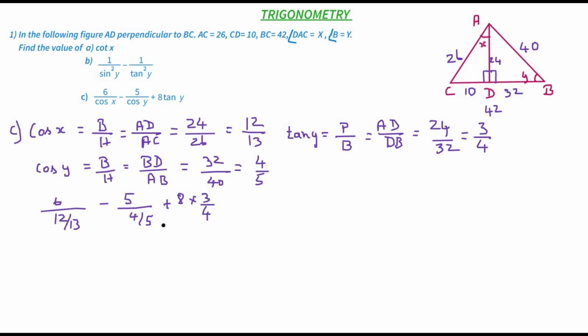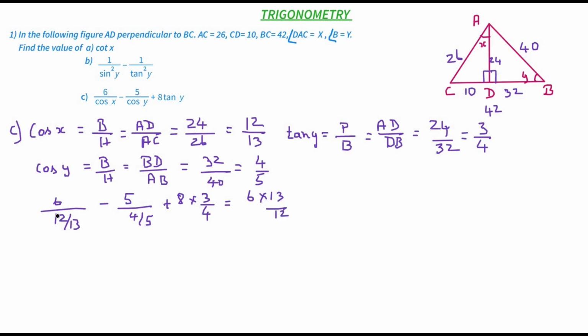So here are our values. We have just substituted the values here. Now let's find this out. How will you do it? Whenever we have a fraction in the denominator, we will reciprocate it. So 6 times 13 by 12.